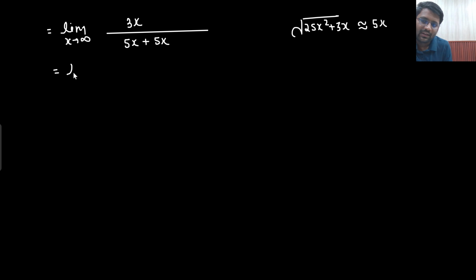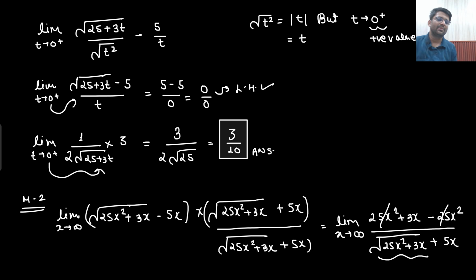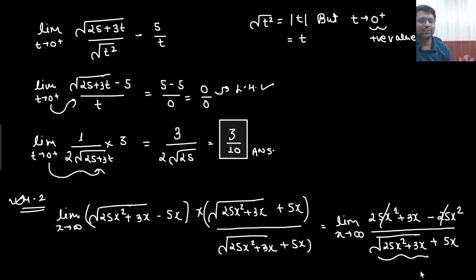What is the answer we are getting? Limit x tending to infinity, 3x divided by 10x. Simply cancel out each other. Answer is 3 by 10. There you go. This is the answer. Okay, so both methods are giving us the same answer only. I will prefer method 2. Okay, I will not replace the things. It's not necessary that you get 0 by 0 form only or infinite by infinite form only, because if x is tending to infinity, then I have the choices.